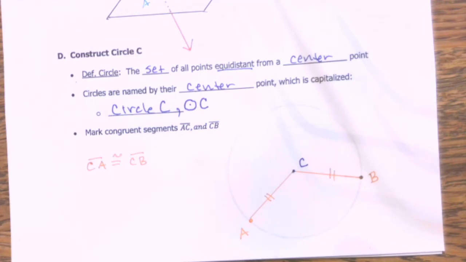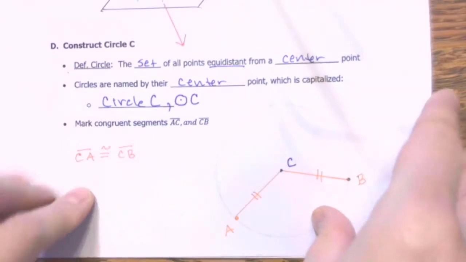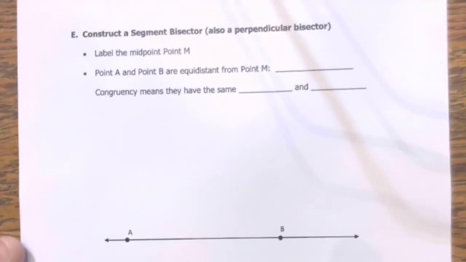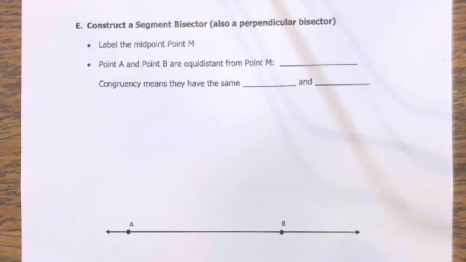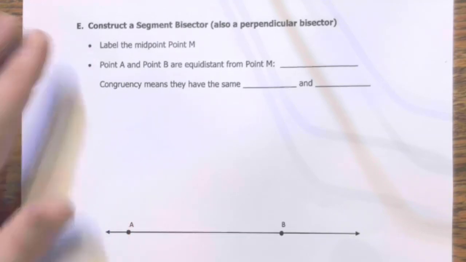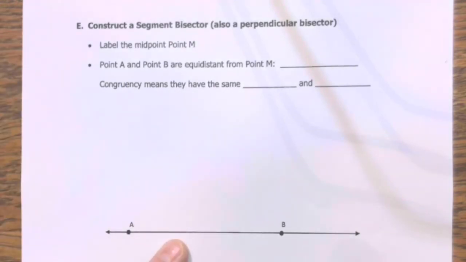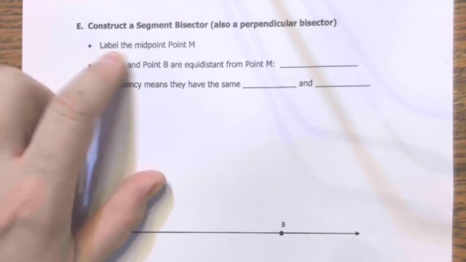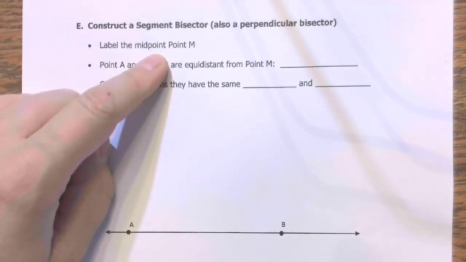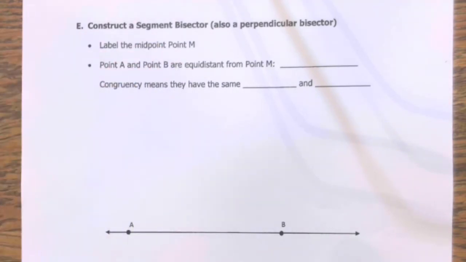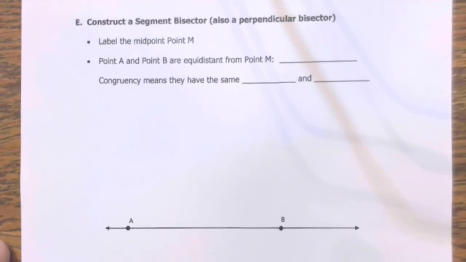All right, last construction we're going to learn. Flip the page. We're going to construct a segment bisector, also called a perpendicular bisector. And it's not too bad. What we're going to do is we have a segment here, and we're going to find the midpoint. We're going to call it M, and then we're going to do some of the other stuff.